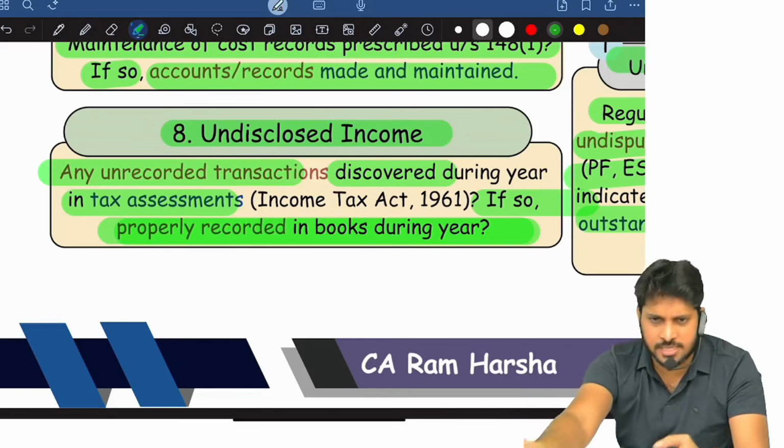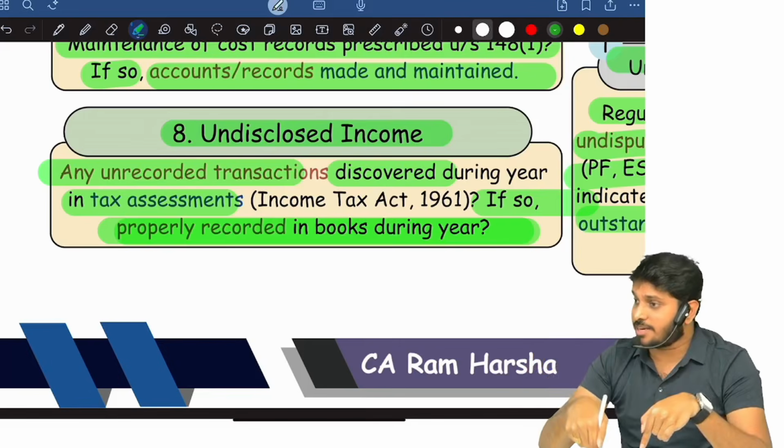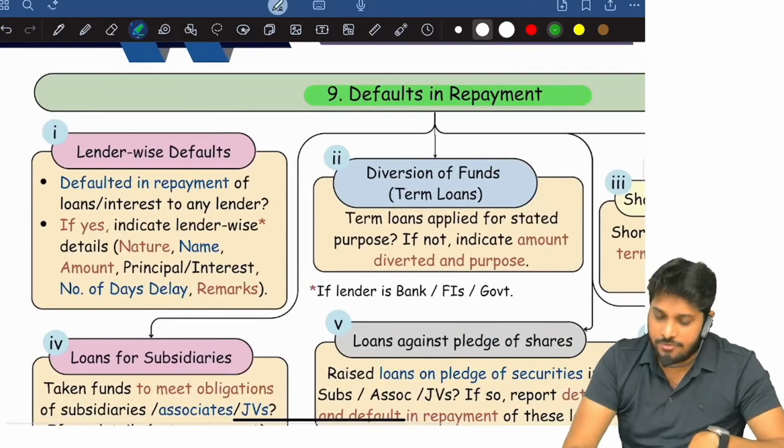The income tax department discovered it, the company paid tax on it, penalty, everything is paid. That should be recorded as a prior period item, no? Is it recorded or not? Check it out. Next, the ninth one, default in repayments.